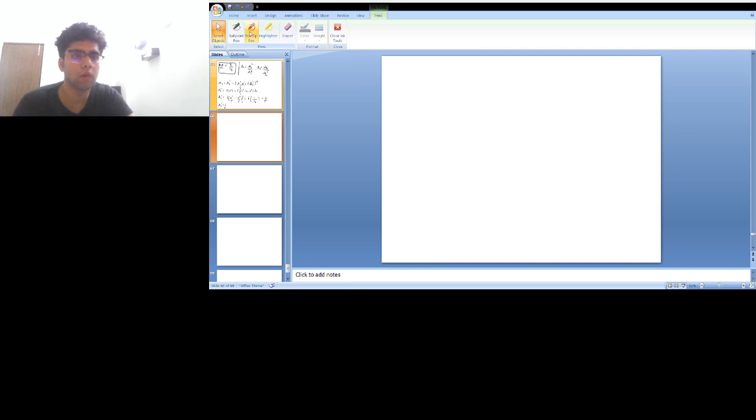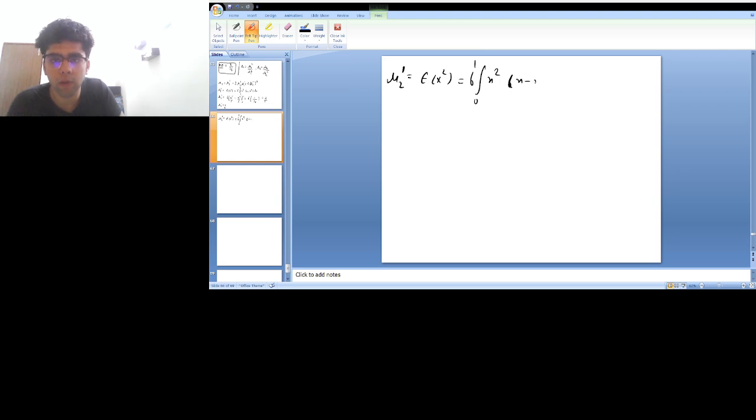Now I need to find pens, ink, felt pen, yes, the color, yes. So I need to find this, which is E of x squared, which is the integral of x squared f(x) dx. So my limits will be 0 to 1, 6 comes out, this is x minus x squared dx. So this becomes 6 into the integral from 0 to 1 of x cubed minus x to the power 4 dx.